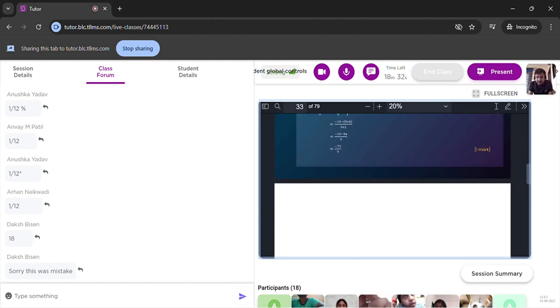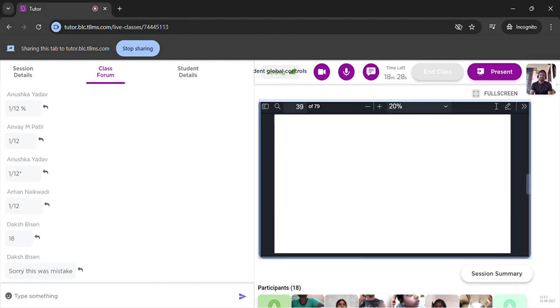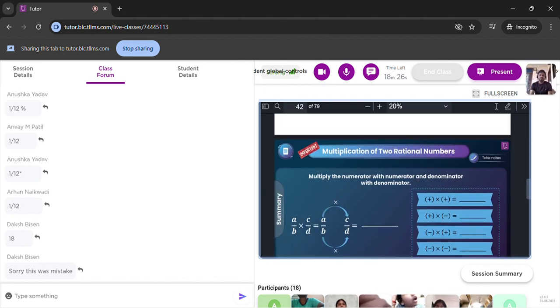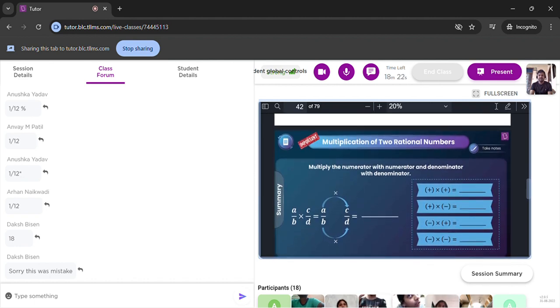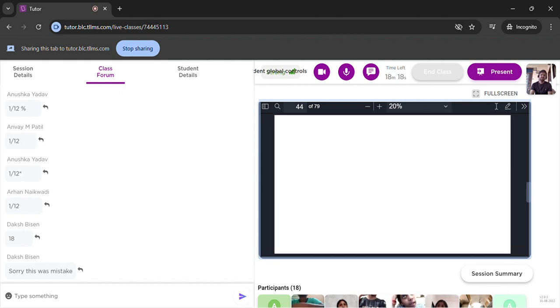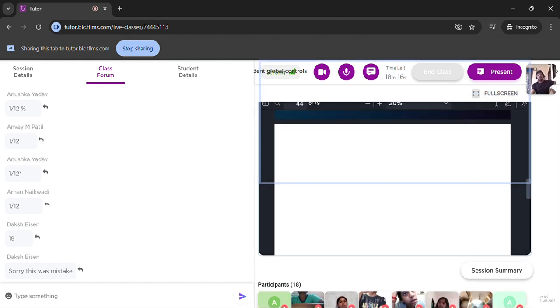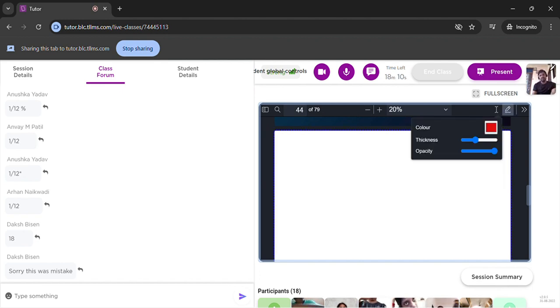Okay. 73 divided by 9 you can also see here. So now we are moving to the next part, and in this we have to multiply. We have to multiply two rational numbers. Whenever we are given two rational numbers and we have to multiply both, what do we have to do?